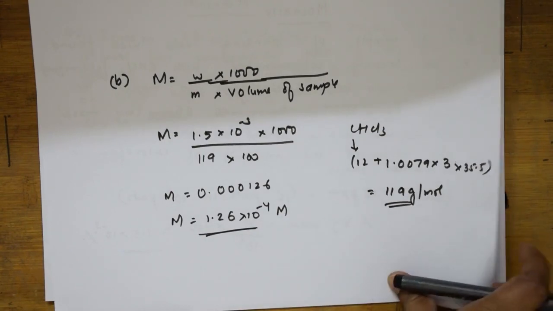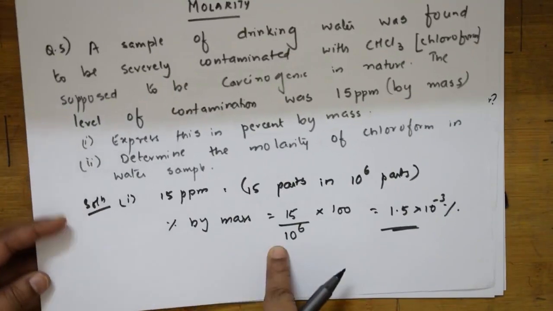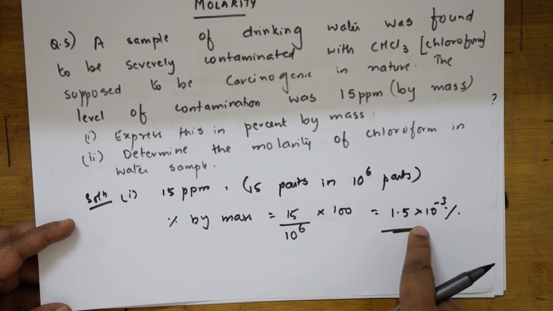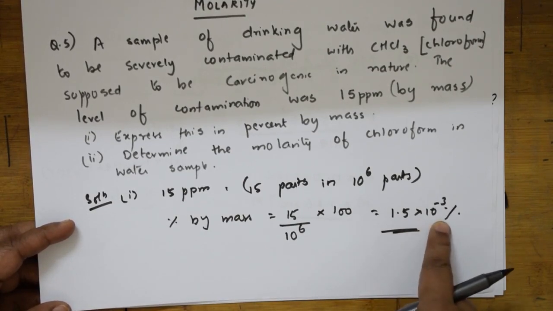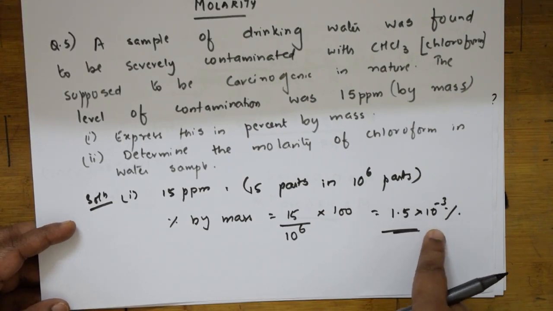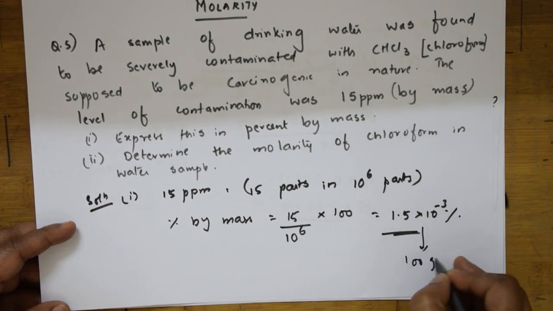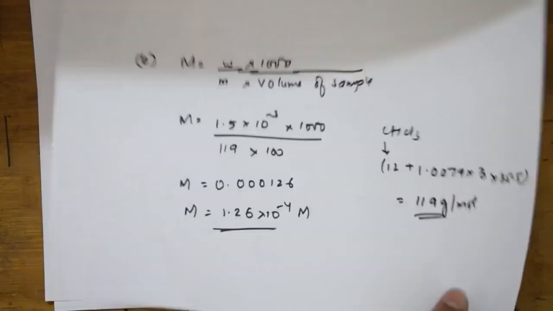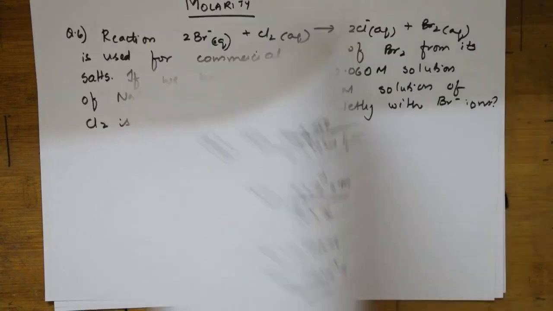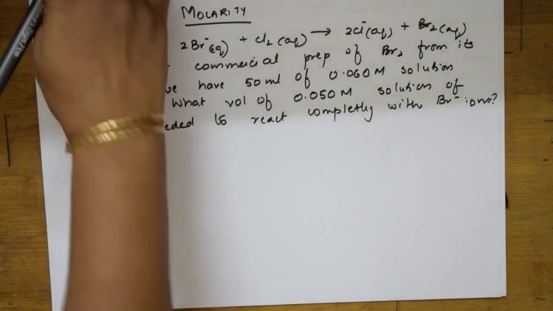They've given parts per million. First, you need to convert the parts per million. This is nothing but, as I said, 1.5 into 10 raised to the -3 percentage. When you write it in grams, it is 1.5 into 10 raised to the -3 grams present in 100 grams. The same concept I've applied there also. So let us do the next numerical, which is based on molarity.